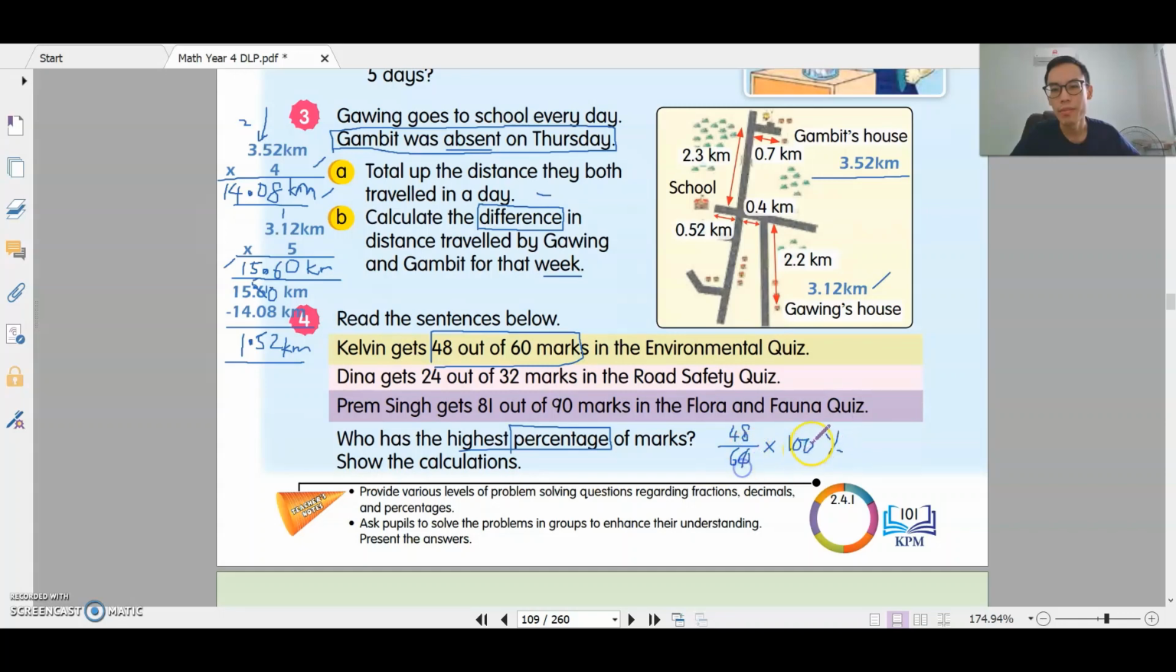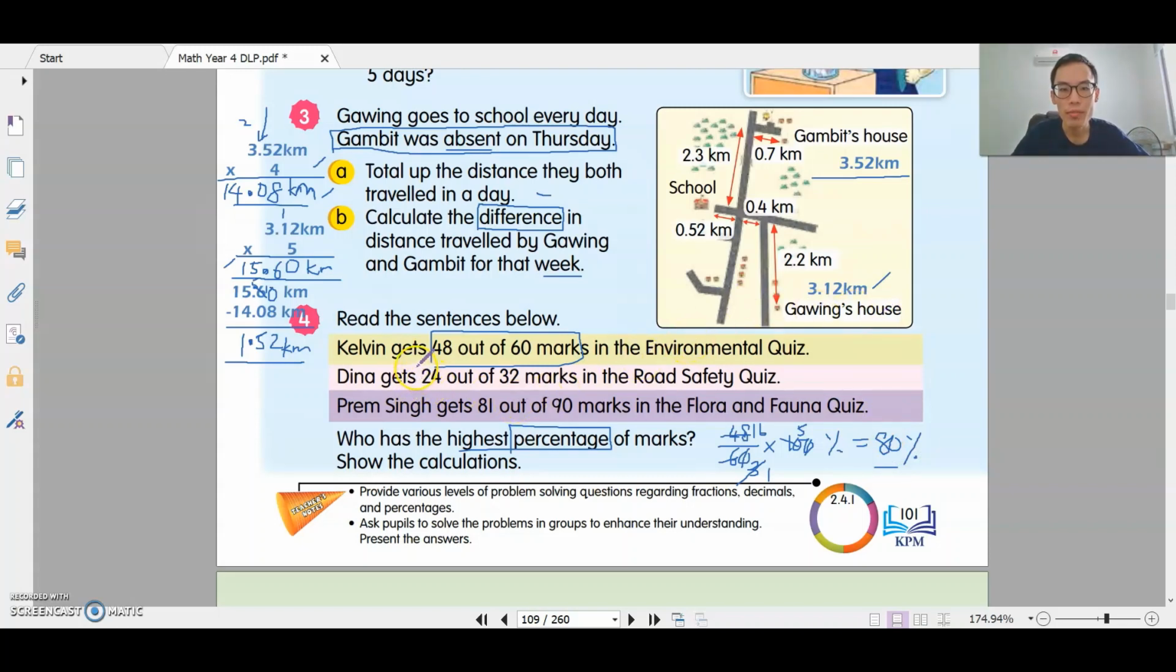Then you simplify it, cross the 0. This one divided by 2 is 3, divided by 2 is 5. Top and bottom you can simplify. This one divide 3. Divide 3 is 16. 16 times 5 you get 80. So Kevin gets 80 marks.